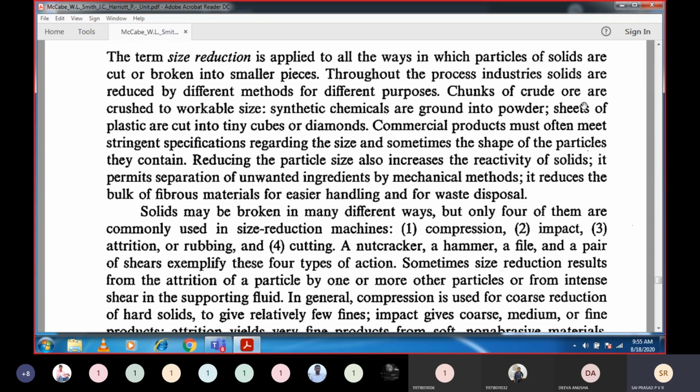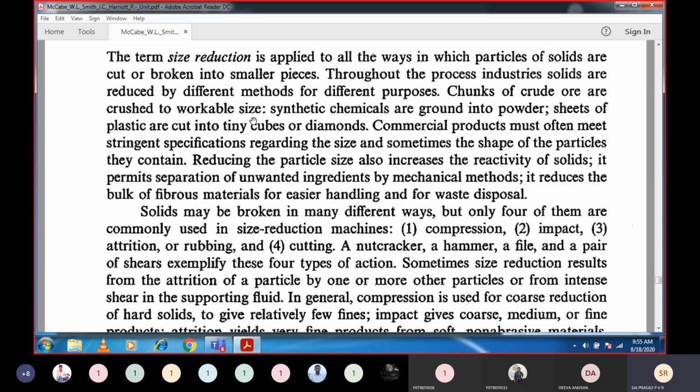Chunks of crude ores are crushed to workable sizes. What is the meaning of workable sizes? Because the transportation of big lumps is not at all possible. Imagine from a physics point of view, if you are transporting a big stone in a tipper, what will happen? At the curve, the center of gravity will be destroyed, and immediately the truck will collapse.